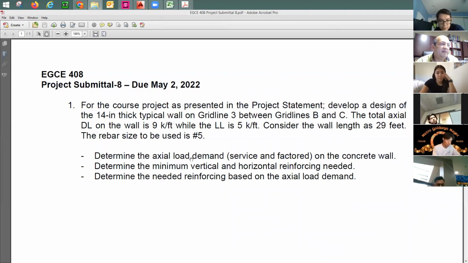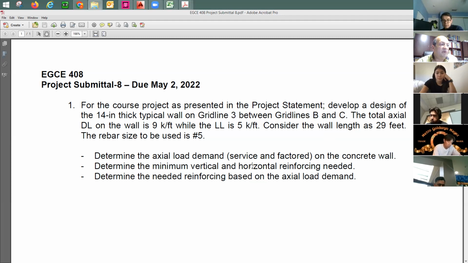Determine the axial load demand, service and factored, on the concrete wall. Service, just add it up. Factored, you need to try both options: 1.4 times dead versus 1.2 dead plus 1.6 live. Don't just do the 1.2 dead and 1.6 live. You need to try both of them. Be sure that you do that. Otherwise, you're maybe going to lose some points.